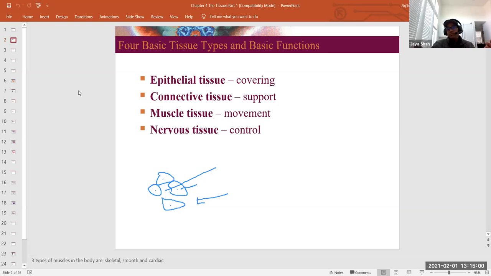Fat in your body, you can find anywhere. It is around your organs, it is around your skin, everywhere. And that is also connective tissue. Fat is a kind of connective tissue.